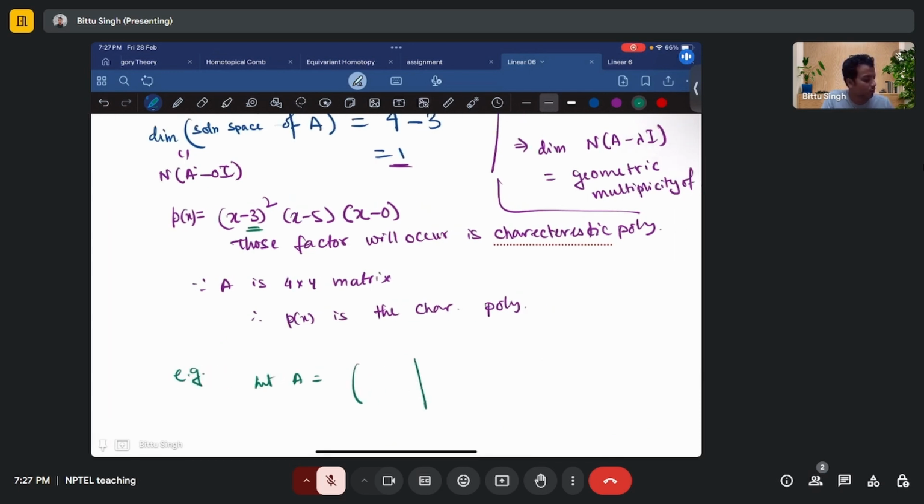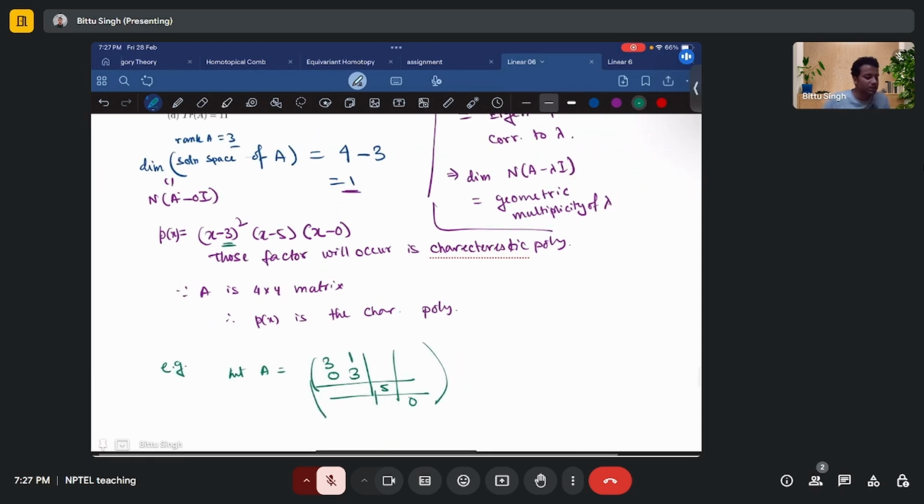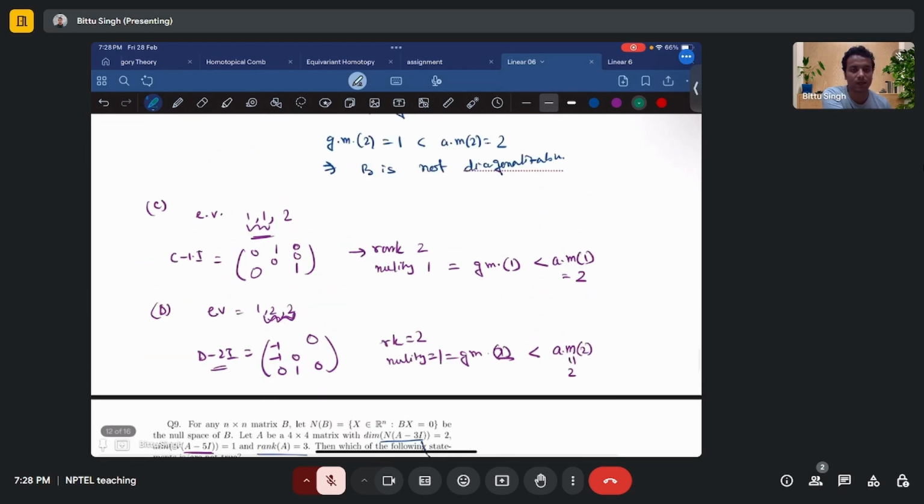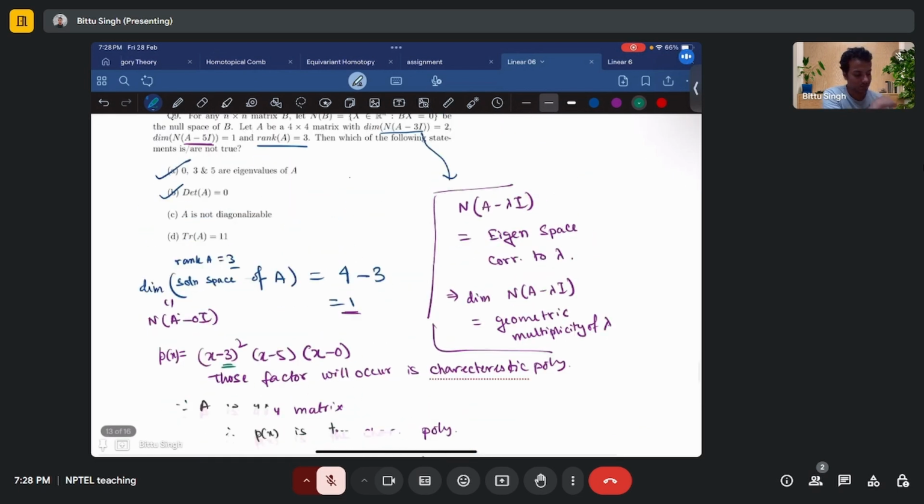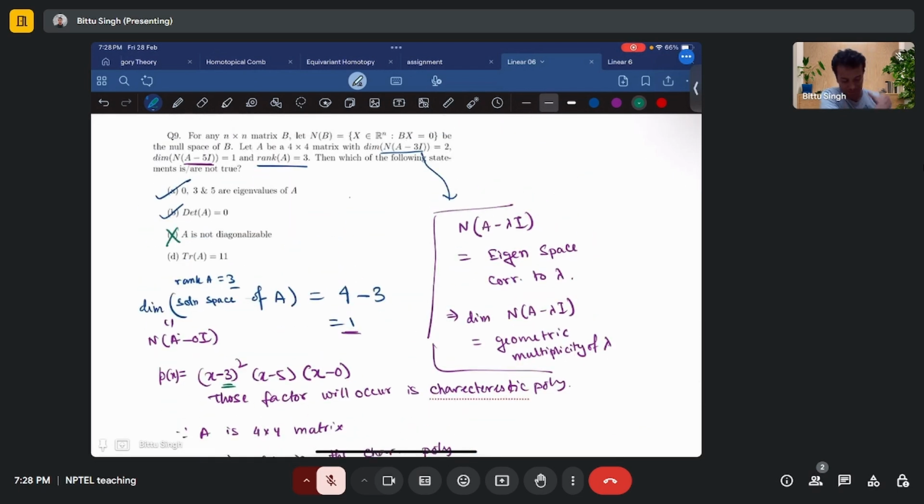So suppose this block diagonal form. So 3, 3 on the diagonal and there is some 1, and the other entries are 5, and 0 is another eigenvalue, and the rest of the entries are 0. From here we can easily see that this cannot be diagonalizable, because if we just subtract 3, it will create a problem, right? It is similar to the previous examples. It cannot be diagonalizable, so this is false.